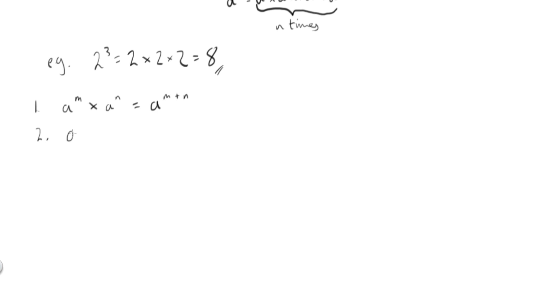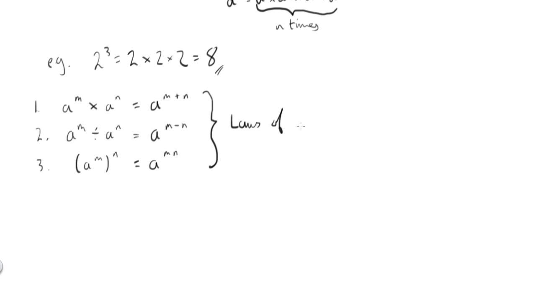The second law is where we divide. a to the power m divided by a to the power n, for example, and in this case we subtract the powers. So when you multiply, you add. When you divide, you subtract. And the third one is where we have a power of a power. So I've got a quantity a raised to the power m, and then whatever that is, raised to the power n. In this case, we multiply the powers together. These laws are known as the laws of indices or laws of exponents.